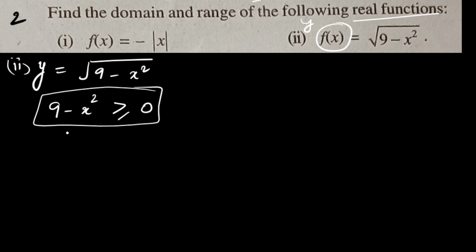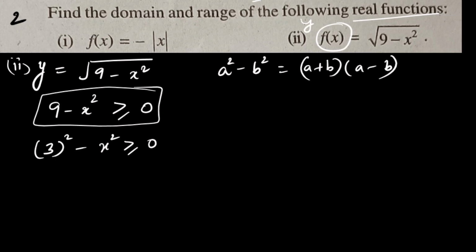Like a normal equation, we will solve it. So this 9 I can write as 3 square minus x square greater than or equal to 0. First of all, here I'll use the formula a square minus b square is equal to a plus b into a minus b. So here a is 3 and b is x. So (3 minus x) into (3 plus x) is greater than or equal to 0. Now we can simplify this like a normal equation.